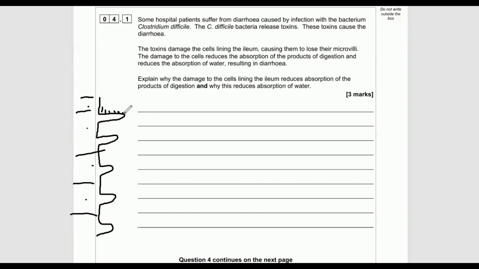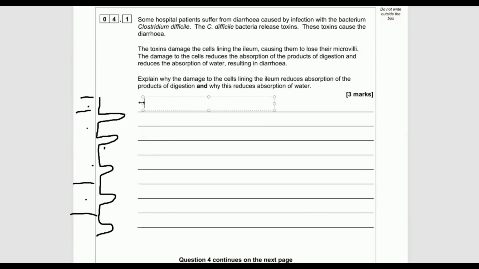Okay, so let's imagine this is the villi, and these are the cells behind the villi. And these tiny little black lines that I'm crudely drawing, they're the microvilli. And of course, you've got to ask yourself, it tells you in the question that microvilli are damaged. So what's that going to affect? How do the microvilli increase the function of the epithelial cells in the ileum of our small intestine? And of course, what they're saying is that there's toxins released from this bacteria that actually damage all those microvilli. So I've wiped the microvilli out and the toxins have done that.